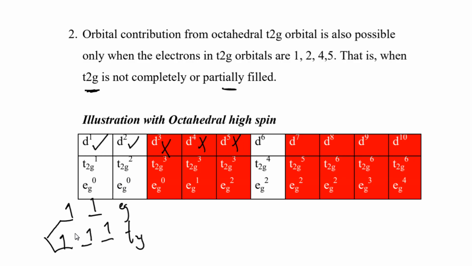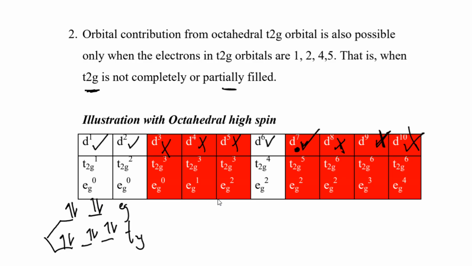So now let's look at D6. Yeah, D6, there's orbital contribution. Now let's look at D7. D7, there's orbital contribution. Please ignore this red point here. So D7, there's orbital contribution. D8, no orbital contribution. This is completely filled. So D9, no orbital contribution because it's on EG. And D10, no orbital contribution because it's on EG as well, and it's completely filled, right?